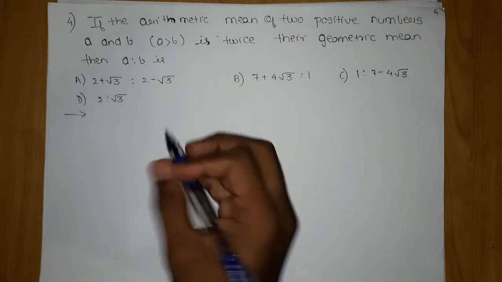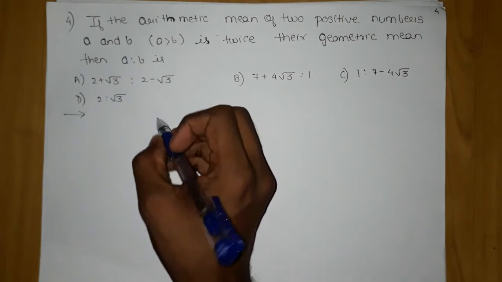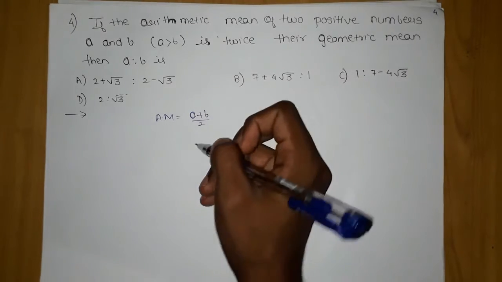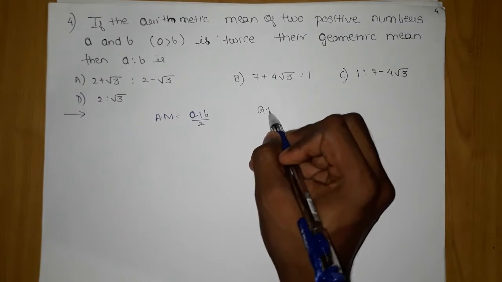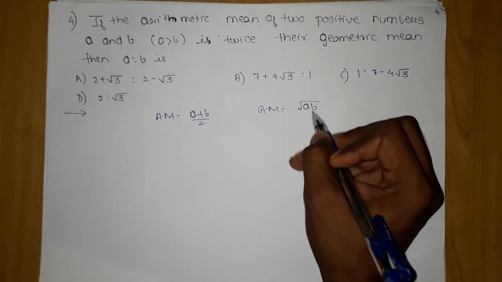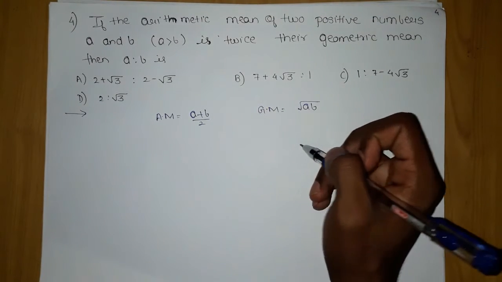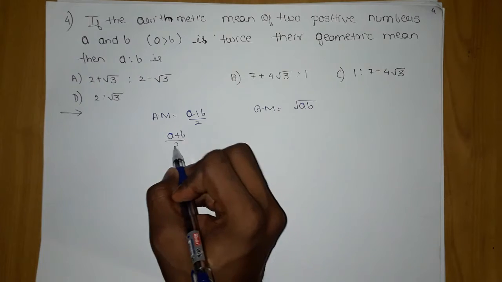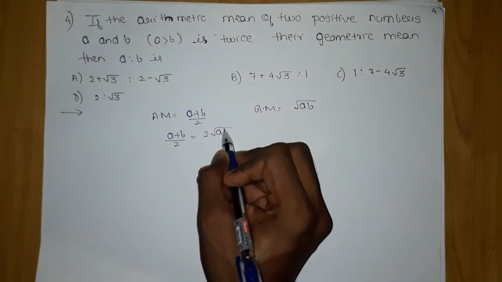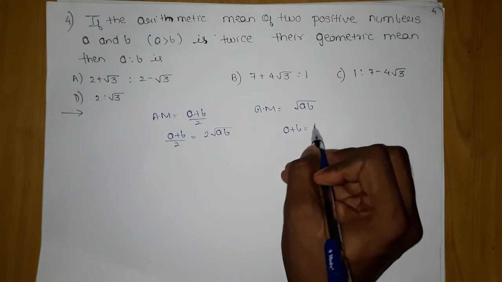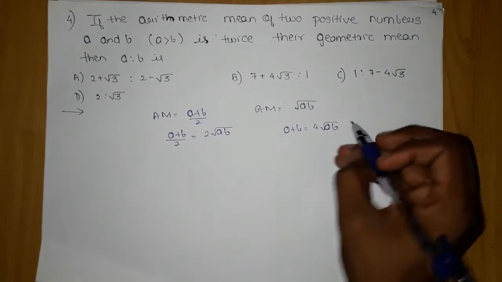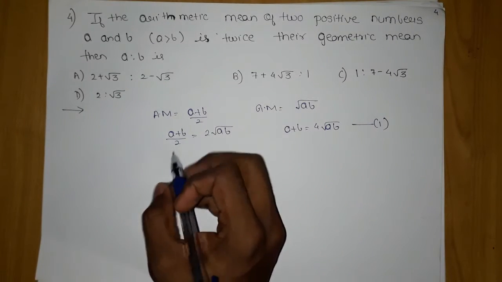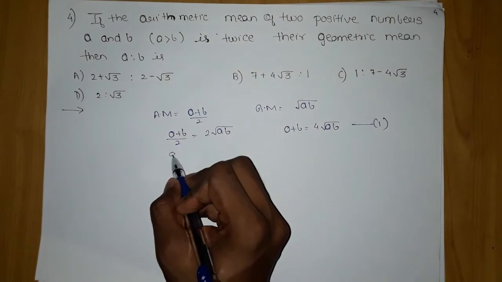Here, the arithmetic mean of two positive numbers we can take as a plus b by 2, right? And the geometric mean of two numbers is under root ab. So what they are telling is that the arithmetic mean is twice the geometric mean. So a plus b by 2 should be twice under root ab, which will give me a plus b equals 4 under root ab. So this is my first equation. Now by observing the under root, there is one thing which we can do: square both the sides.